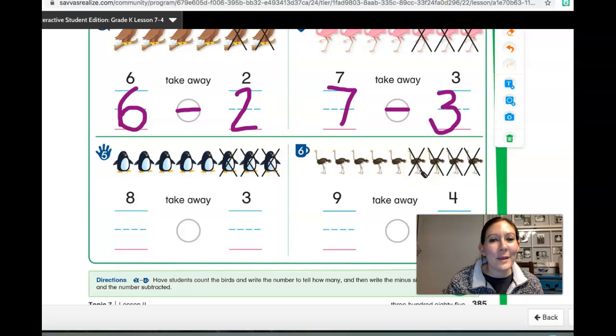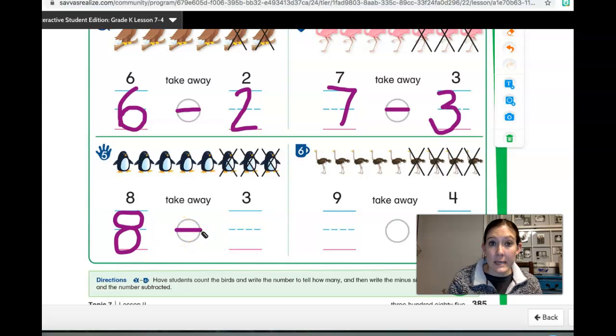I'll pick number 5, handprint, this time. I like these cute little penguins. I can see that this is also a takeaway story because some of the penguins are X'd out. I know that they're being taken away. So first, I need the whole amount, all of the penguins. How many are there? 1, 2, 3, 4, 5, 6, 7, 8. 8 penguins in all.